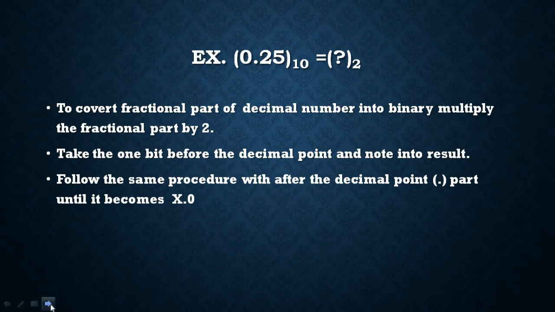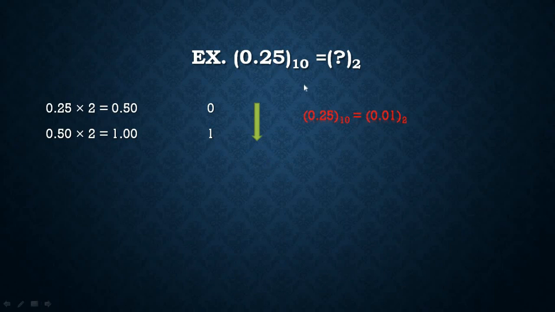So we take the calculation here. We consider again 0.25 to the base 10. This decimal number has to be converted into the binary number system. So we have to multiply by 2. We write the equation here: 0.25 into 2 is equal to 0.50. As soon as we multiply, we take the 1 bit before the decimal point in the result representation. So we take that 0 and put it here.